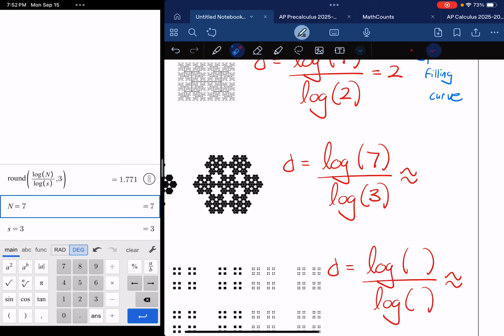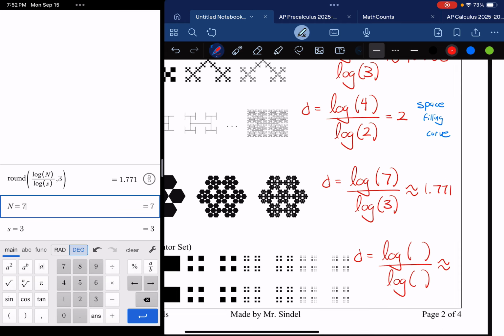And I mean, just looking at this, it looks like it's a little bit less than the second dimension because I see these little pockets of white space. So this is going to be 1.771. Again, we did round it to 3 decimal places.